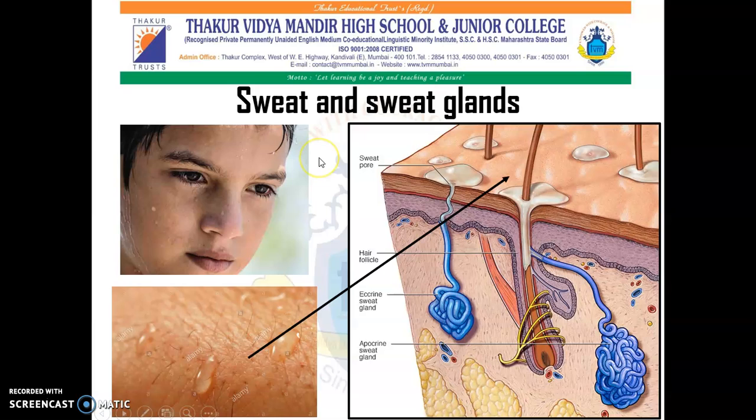Sweat and sweat glands. When we walk or play in the sun, we get tired, but at the same time, our skin becomes wet. So this is because of sweat. In the skin, there are glands which secrete sweat and they are called sweat glands. In the picture, you can see different types of sweat glands which are shown over here with the help of blue color. Right? So these glands secrete sweat, which you can see is coming on the top of the epidermis. This is the sweat pore through which the sweat is released on the upper layer of the epidermis.